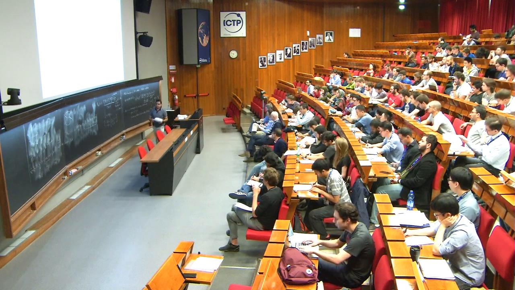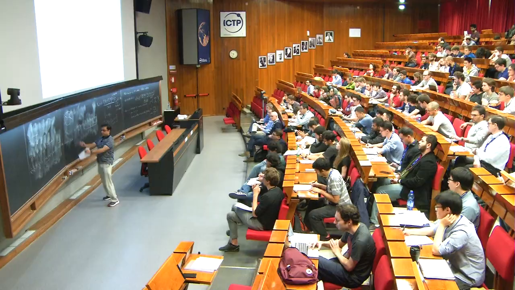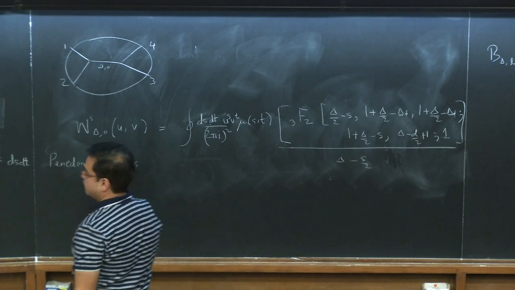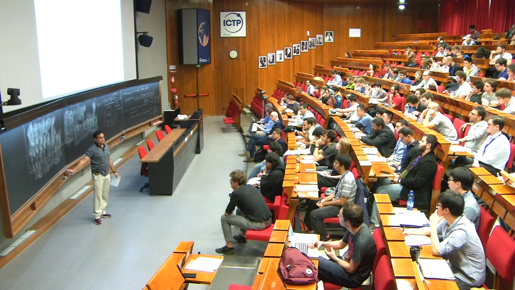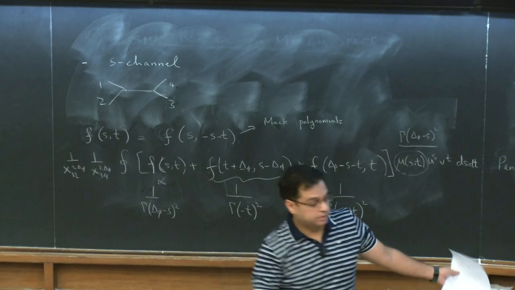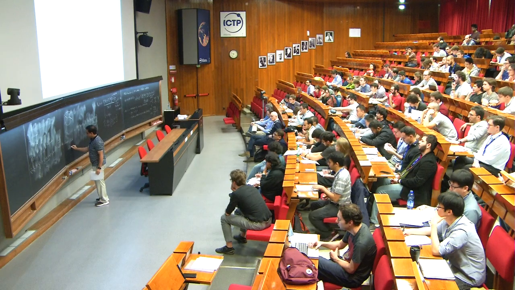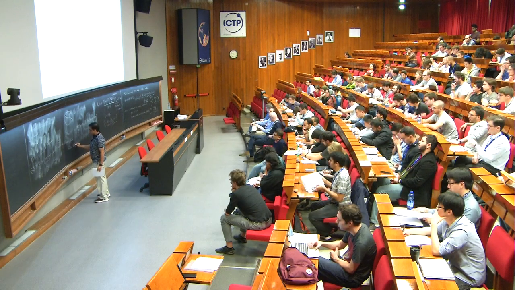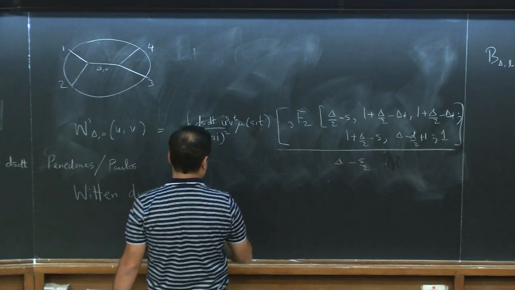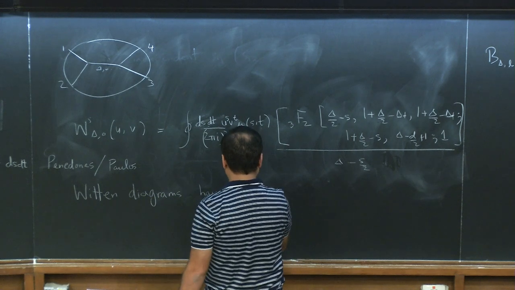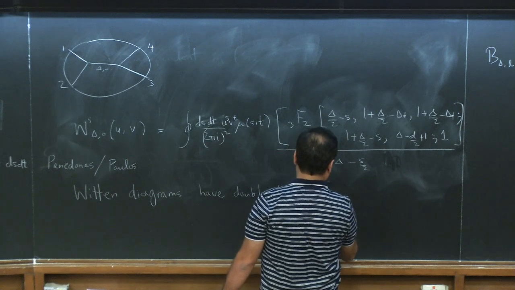That's actually, in some sense, desirable, because now if you go from the S-channel to the T-channel and the U-channel, and add S plus T plus U in the usual way, all three channels will now have these double poles that come from the measure factor. Is that clear? It's a trivial statement. So Wheaton diagrams have double poles from the measure.